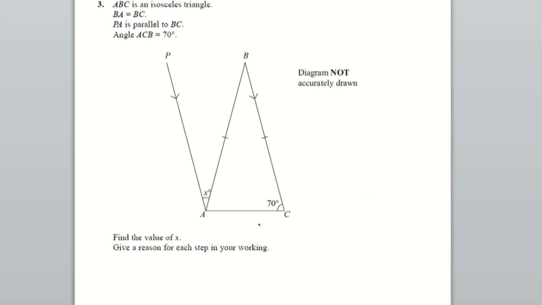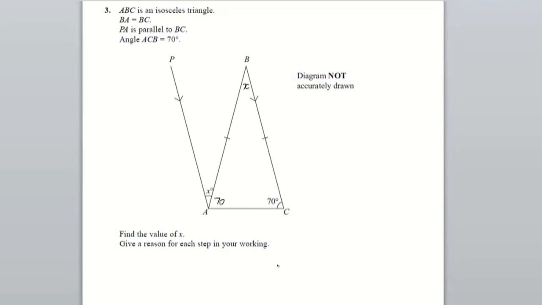ABC, isosceles triangle, so that means straight away that that's 70 degrees. BA and BC are parallel, so that means x down here is the same as x up here. This is just me thinking out loud. Find the value for x and give a reason for each step in your working. Right, well we've got a triangle, so x is going to equal 180 take away 2 lots of 70. 180 take away 140, angle 40 degrees.